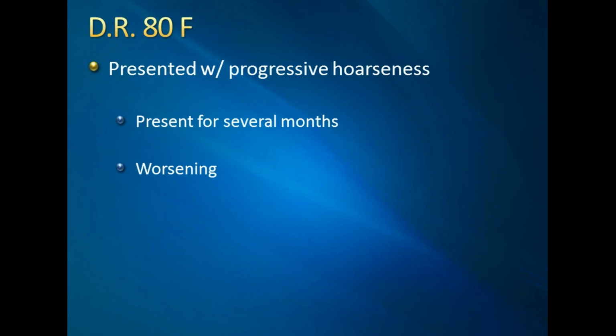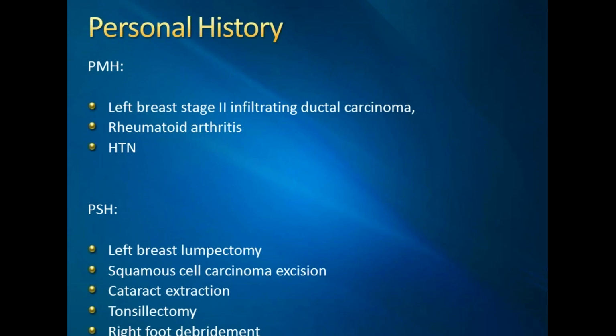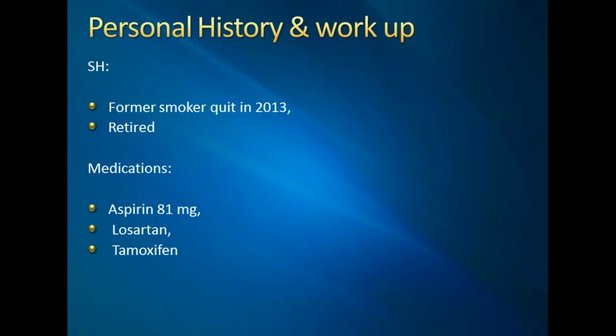The patient is an 80-year-old female that presented to her primary care physician with progressive hoarseness that had been present for several months. It was getting worse. Her past medical history was significant for ductal carcinoma stage 2, rheumatoid arthritis, and hypertension. You can see her surgical history there. Her social history: she was a former smoker that quit smoking in 2013. She's retired. She wasn't on that many medications.